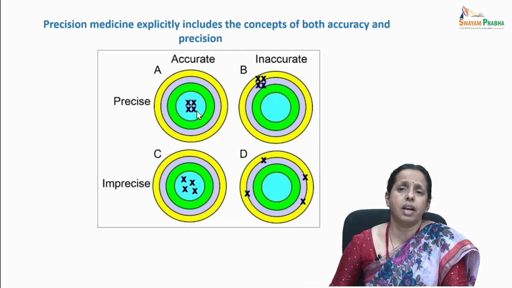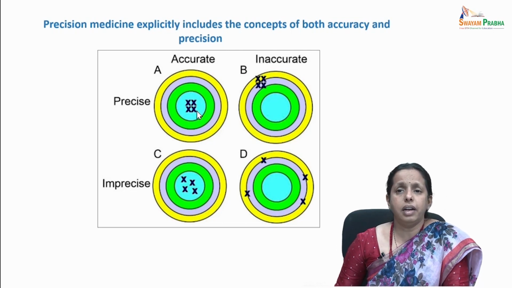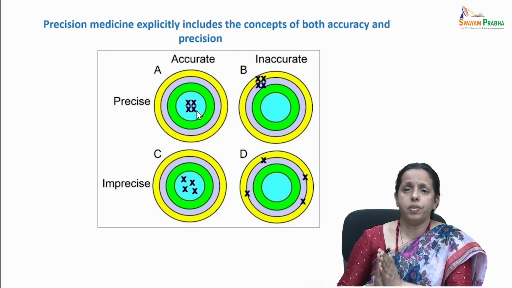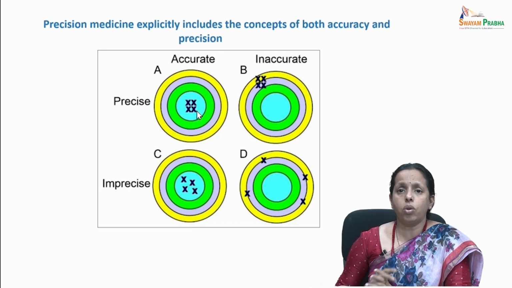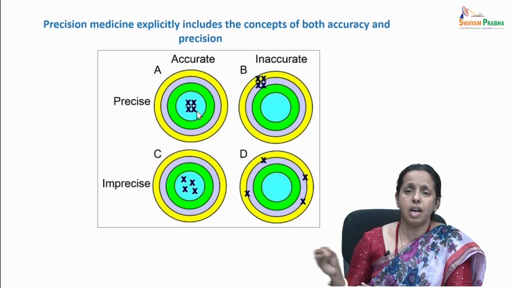Now, what is accuracy? It reflects the degree to which the result of a given test confirms the correct value according to a standard. Whereas precision refers to how close repeated measurements are to each other.